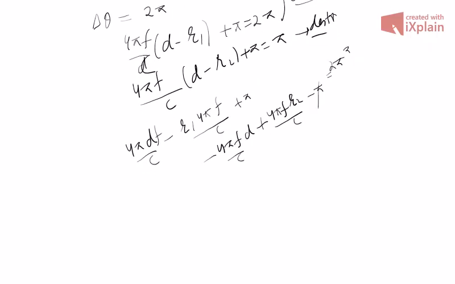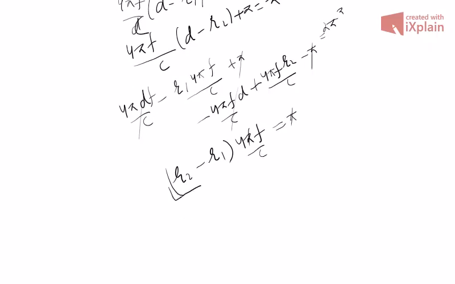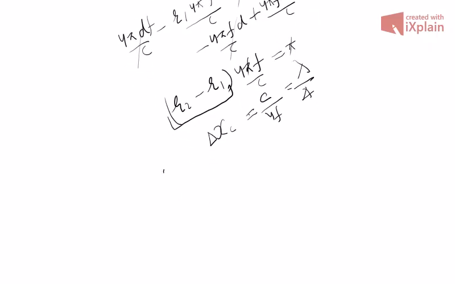I'm doing it very simply. So pi gets cancelled, 4 pi f d by c and 4 pi f d by c get cancelled. So I have (r2 minus r1) times 4 pi f by c equal to pi. So this pi and pi also go. So r2 minus r1, which is called coherent distance delta xc, is equal to c divided by 4f. c by f is lambda, so lambda by 4. So delta xc is lambda by 4.